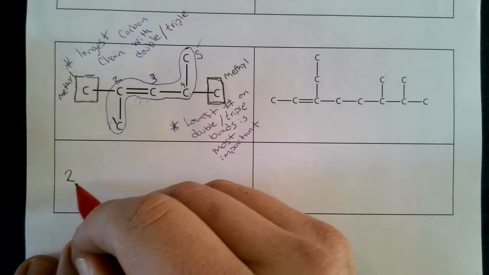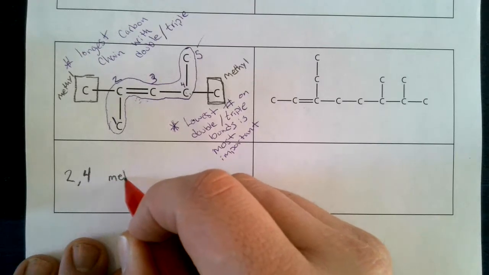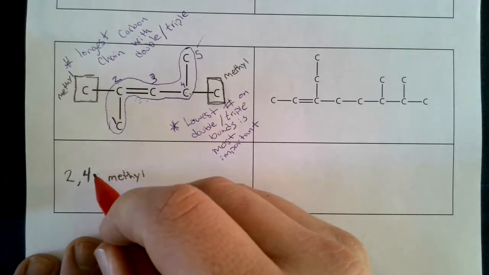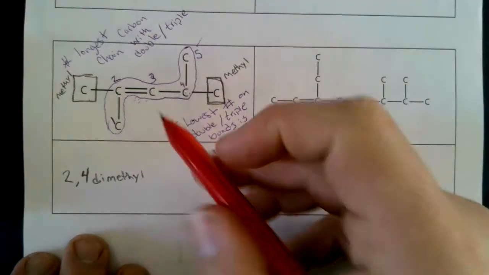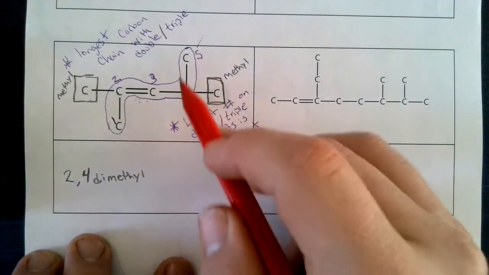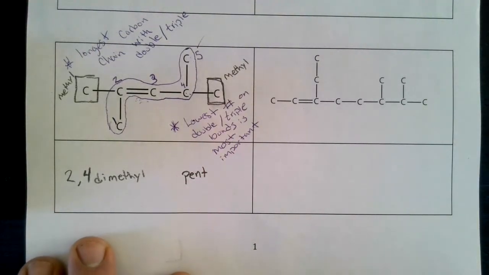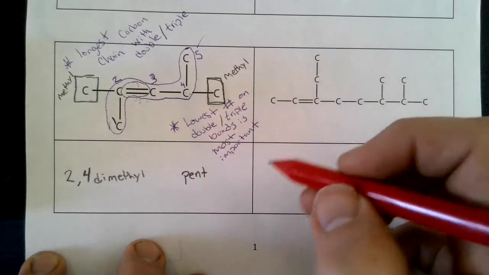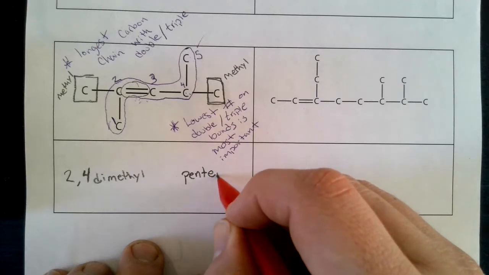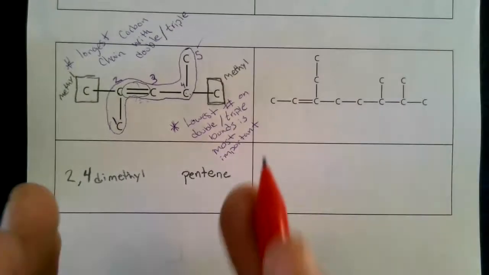There's a branch at the second, and there's a branch at the fourth, both being methyls. But since there are 2 branches, I add the di. 2,4-dimethyl. After that, I have to add the chain. Now, this is a 5 carbon. 5 carbon is pent. See how I put a little space there? Gonna need it. Double bond. Double bond represents alkenes. And so this is called pentene. And here's the last thing. See, like I said, it's easy, but you have to follow the steps properly.